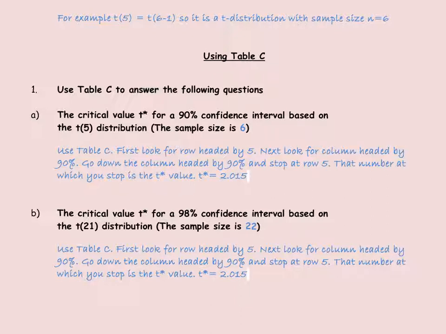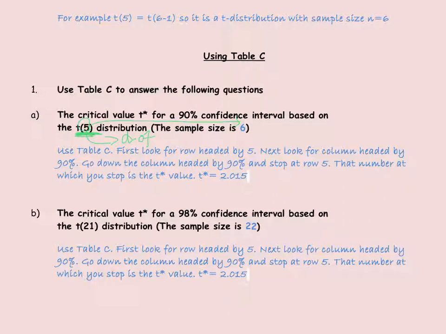So the first problem says find T star for a 90% confidence interval, and it's a T5 distribution. Usually, if it is written this way, the 5 is the degrees of freedom. Recall that the degrees of freedom is 1 less than the sample size, which means that the sample size is 1 more than the degrees of freedom. So if the degrees of freedom is 5, then the sample size would have to be 6.